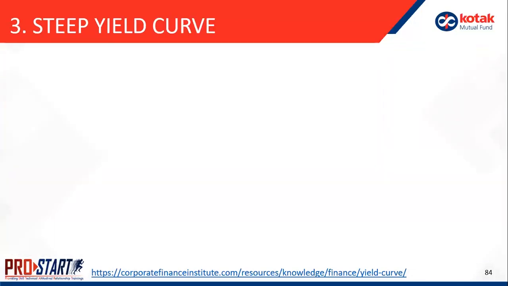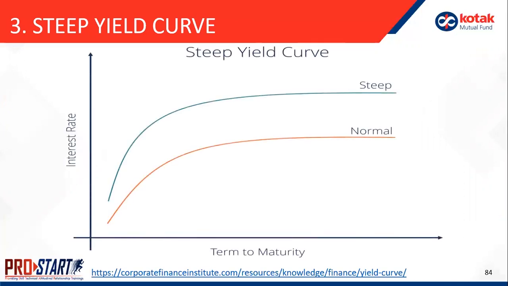Let's look at the third yield curve for our discussion, and that is the steep yield curve. The graph is here for you. So if you see in this graph, the steep yield curve is almost similar to the normal yield curve. But there are two striking differences. One, the slope is much steeper for the steep yield curve as compared to the normal yield curve in the initial phase.